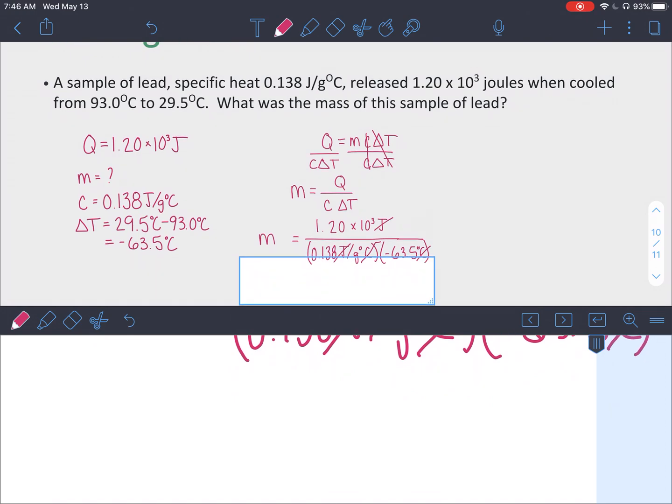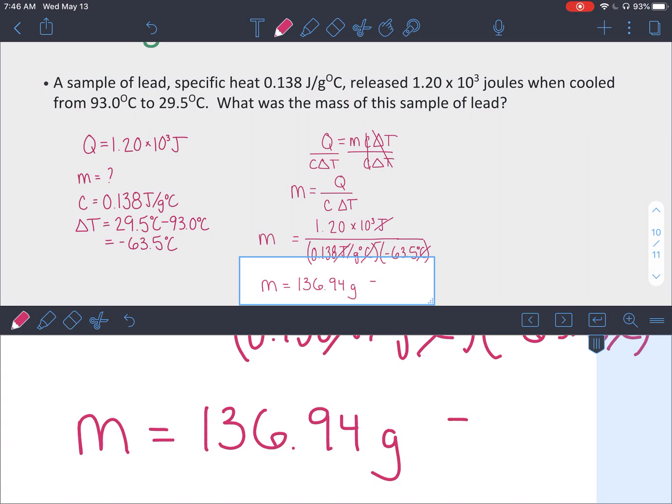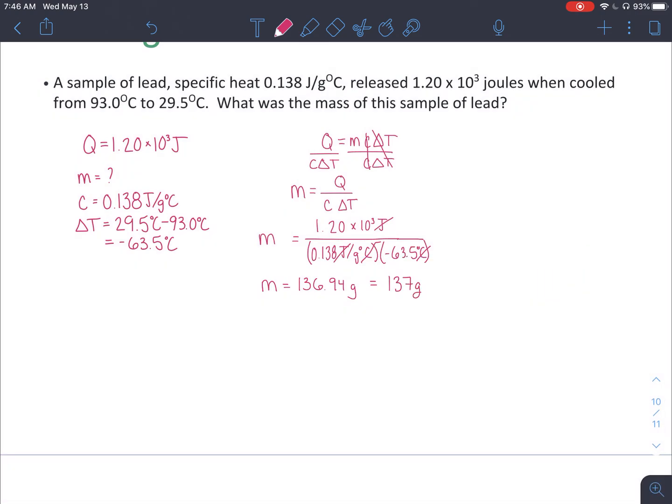All right, so mass is equal to, but that is not written with the correct sig figs. The correct number of significant figures is 137 grams. Box that in.